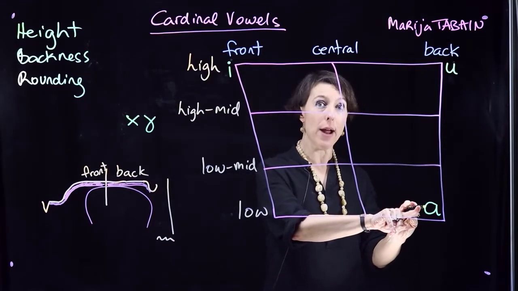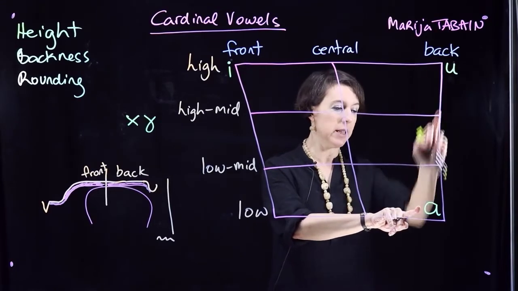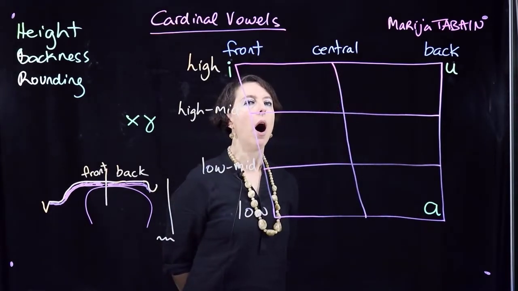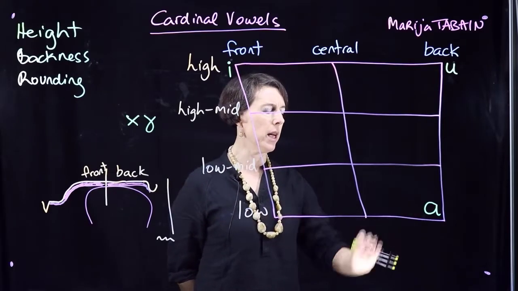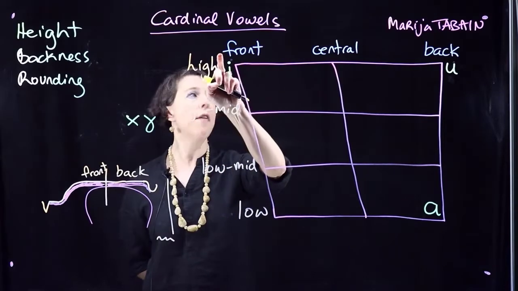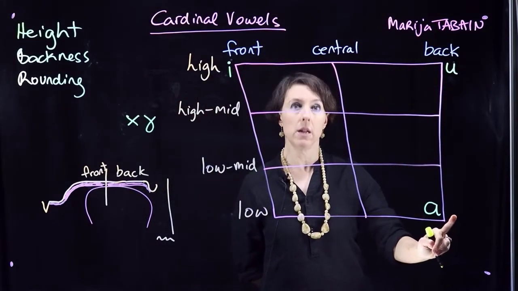And it is unrounded. So I've written it to the left of this line, so that's telling me it's unrounded. Okay, I hope I've done that okay. So there are our 3 reference points: high front, high back, low back. All right.